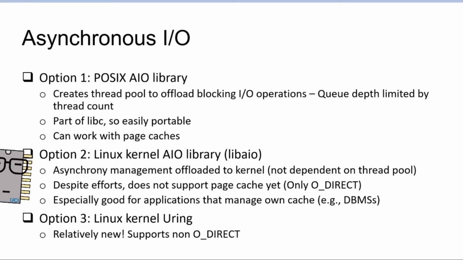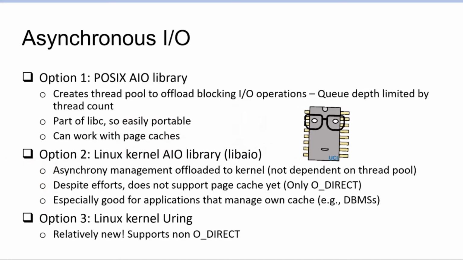Another option is using the Linux kernel AIO library, or libaio. You can compile it with your program using the libaio flag. And here, the asynchronicity management is offloaded to the kernel. It is not dependent on any thread pool or anything. The read requests and the responses and the asynchronous nature of that is handled by the kernel. It's under the hood.